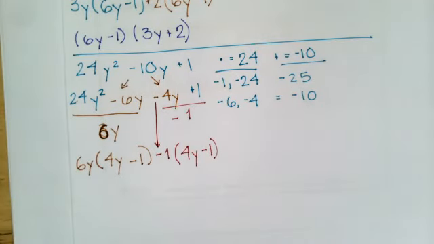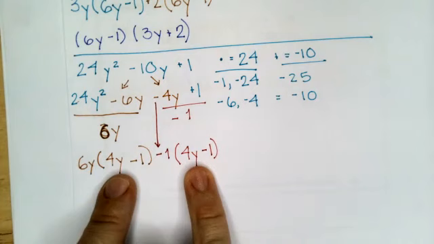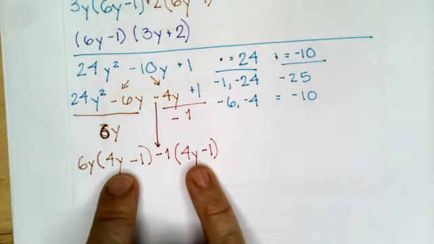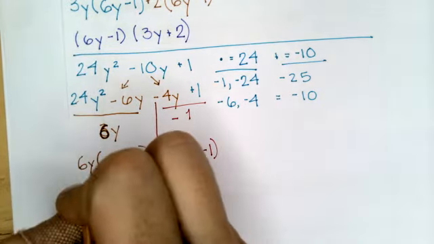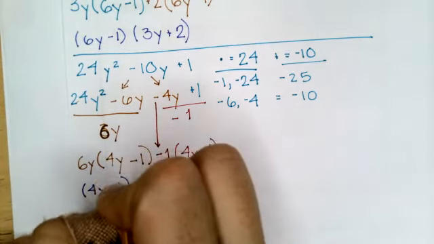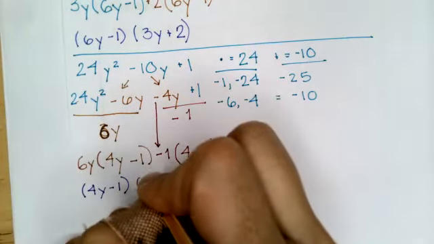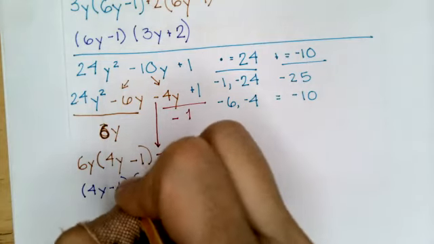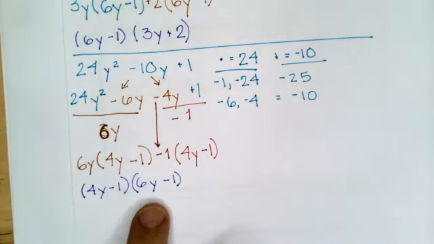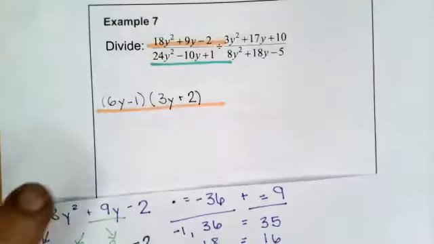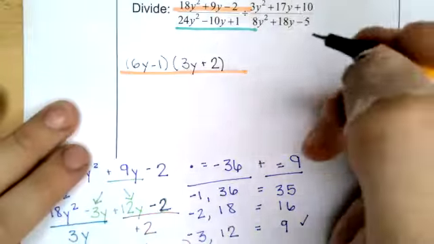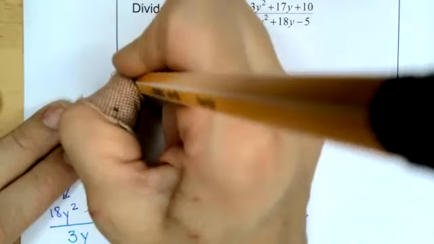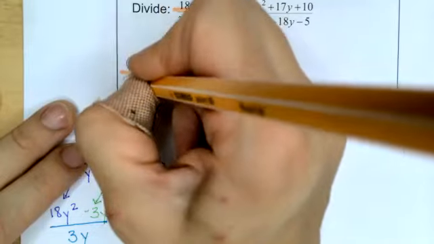But what that should give you in the end is the same binomial to divide out. Good. So we are going to take out the 4y minus 1, and we will be left with a 6y minus 1. So either way, 4y minus 1 times 6y minus 1 is right here. We are just practicing factoring so far.